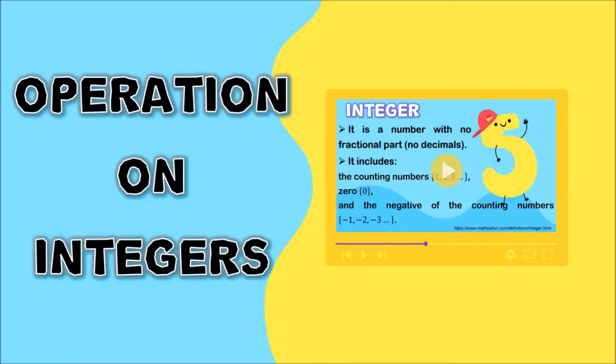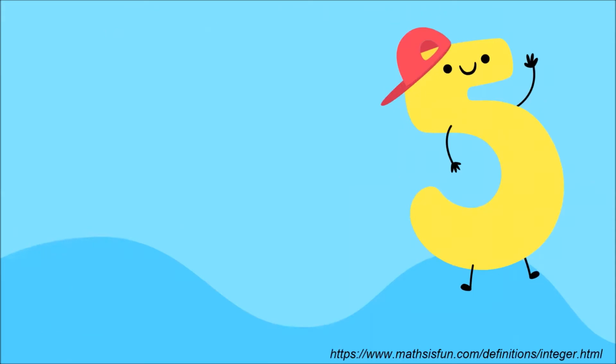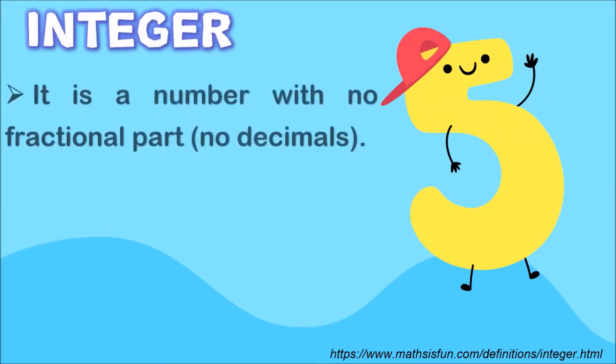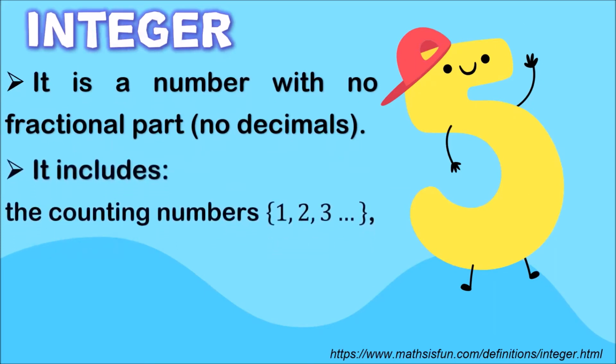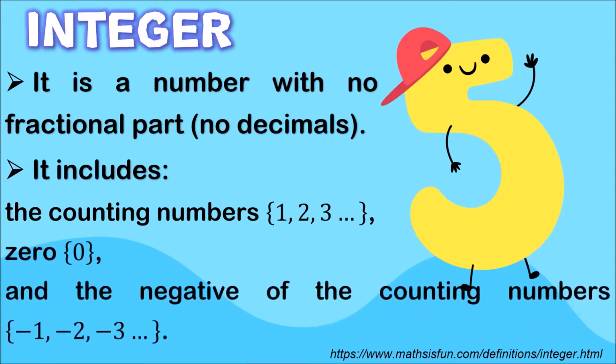Operation on integers. So before we start class, let us define first what is an integer. Integer. It is a number with no fractional part or simply no decimals. It includes the counting numbers 1, 2, 3, and so on, 0, and the negative of the counting numbers, which is -1, -2, -3, and so on.